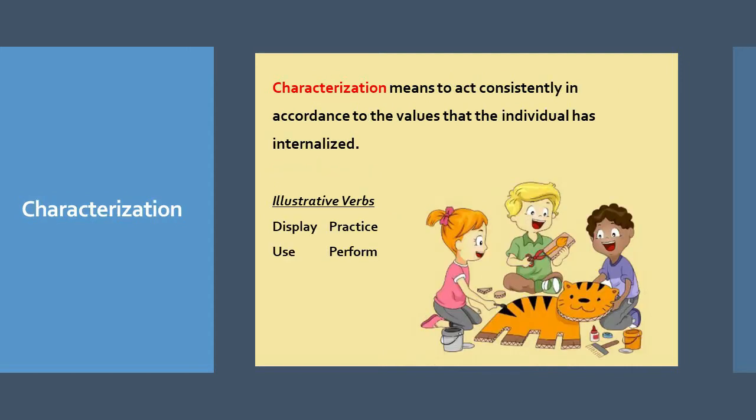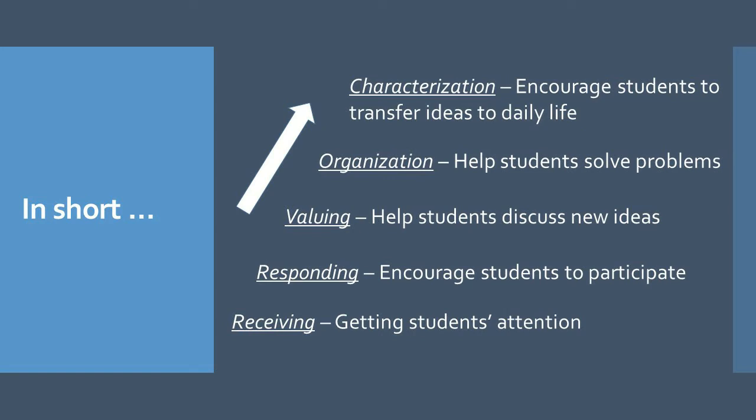And then the last one is characterization. Characterization means to act consistently in accordance with the values that the individual has internalized. Here we can use verbs like display, practice, use, and perform. In short, in the first level, we should get the students' attention and then encourage them to participate, and after that help them discuss new ideas, and after that help students solve the problems, and at the top we should encourage students to transfer ideas to their daily life.